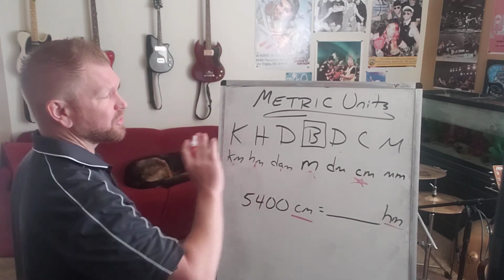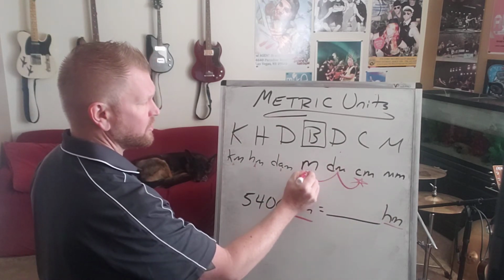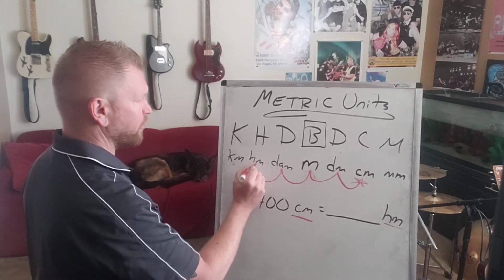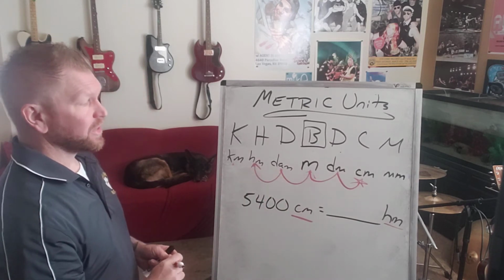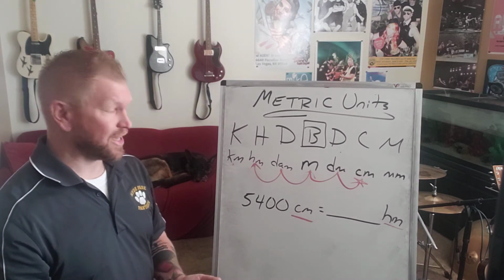So this time, instead of going to the right, I need to go to the left. How many times? 1, 2, 3, 4. I need to move 4 times to the left. Now, that means to get the answer, I'm just going to move the decimal 4 times to the left.